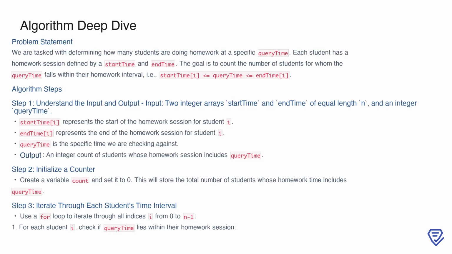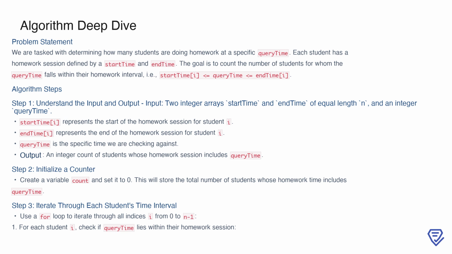In this problem, we need to determine how many students are actively doing homework at a specific query time. Each student has a homework session defined by a start time and an end time. The task is to check whether the query time falls within any of these homework intervals. To solve this, we start by understanding the inputs and outputs. The inputs include two arrays, start time and end time, which represent the start and end times of homework sessions for each student, and an integer query time, which is the time we are evaluating. The output is an integer that counts how many students have a homework session that includes the query time.